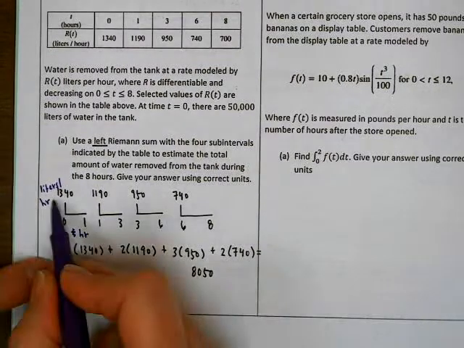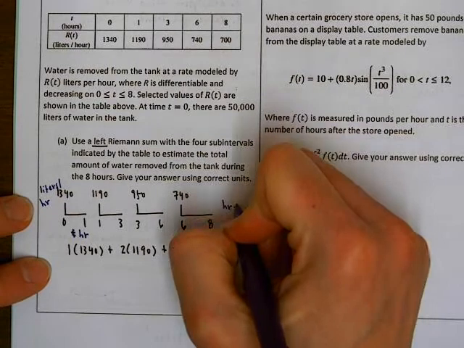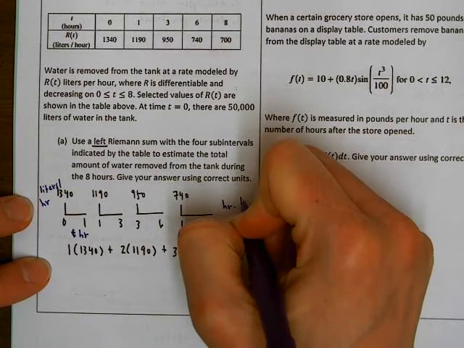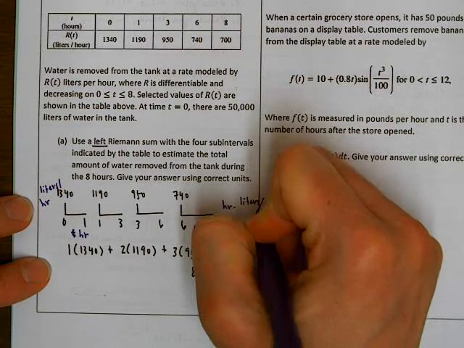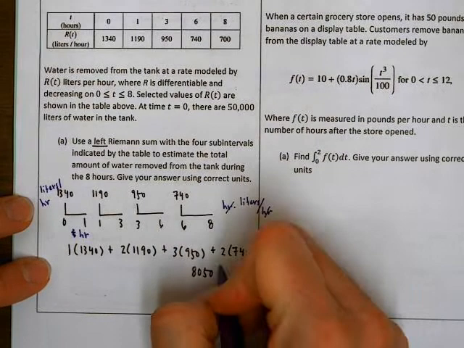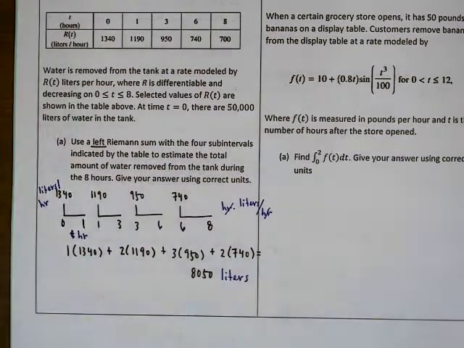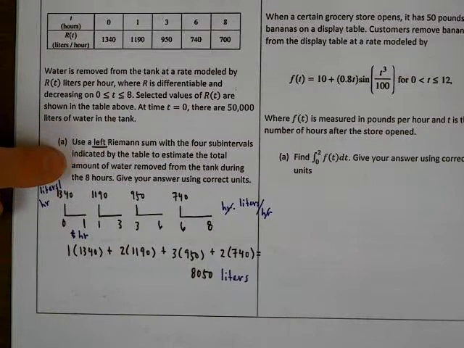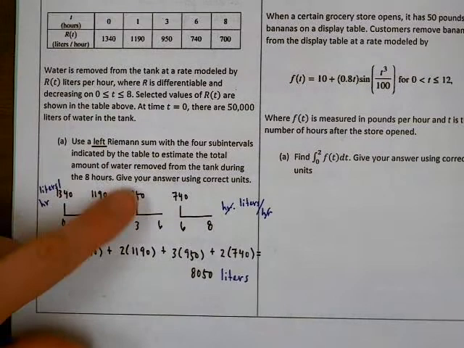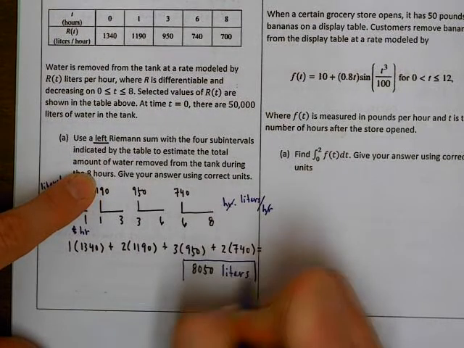Since we're multiplying these values, what we're really saying is we're taking hours times liters per hour. So we know now that our hours are going to drop out and our units would be 8,050 liters. So that would be the first part. So estimating the total amount of water, that would be our answer.